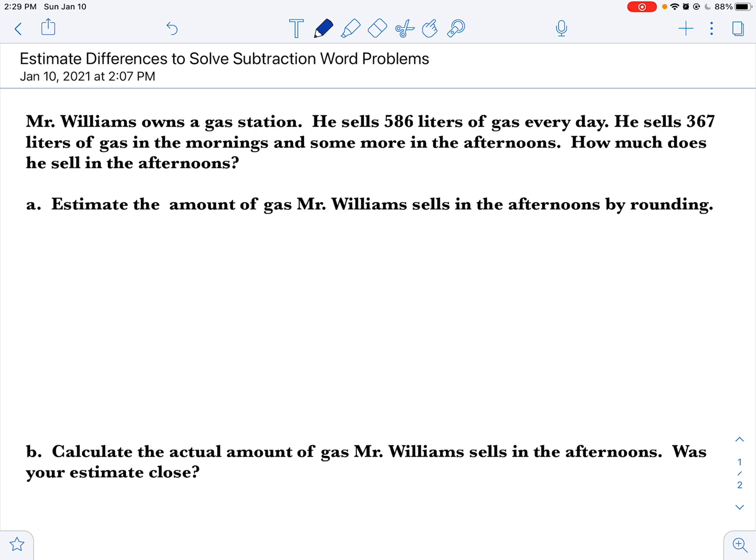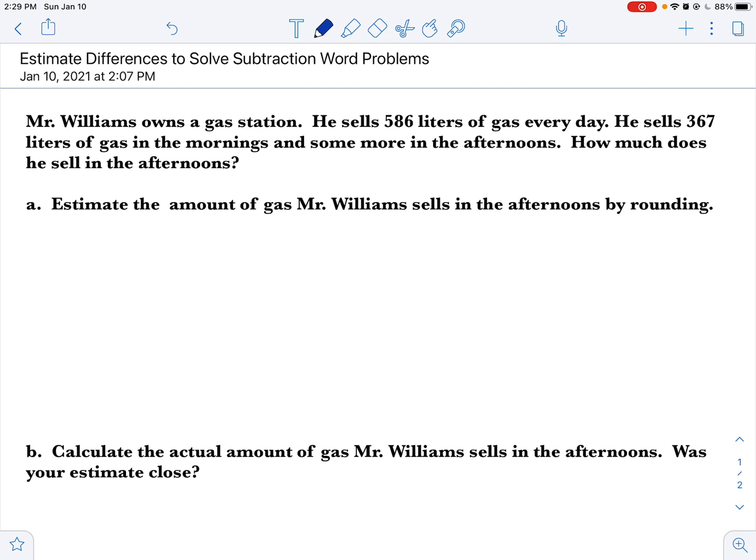So again, we will use rounding to get an estimate of a close answer, which is a difference in subtraction. The answer to a subtraction problem is called a difference. And then we'll find the actual difference. So let's take a look at our example today.